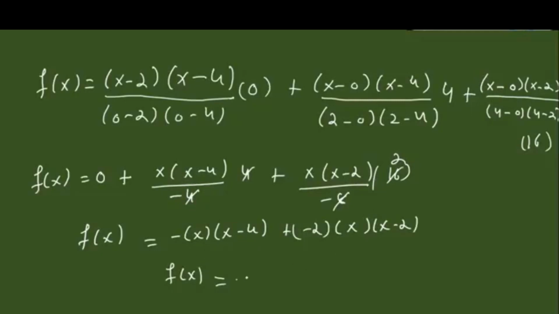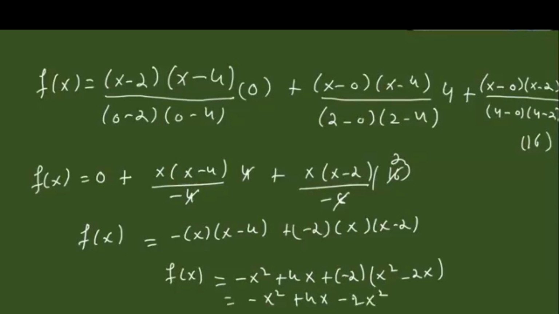Now simplify it. Minus x square plus 4x minus x square plus 4x minus, we have to multiply this thing, x square minus 2x. Simplify further. Minus x square plus 4x minus 2x square, and this will be plus, minus minus plus.